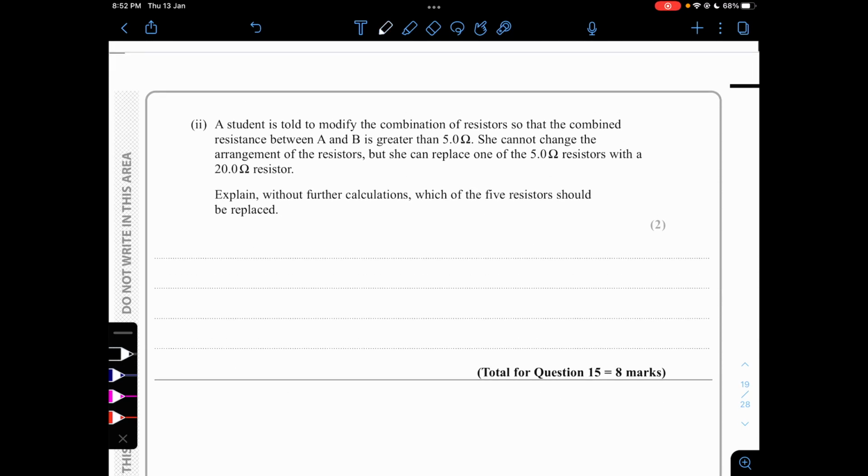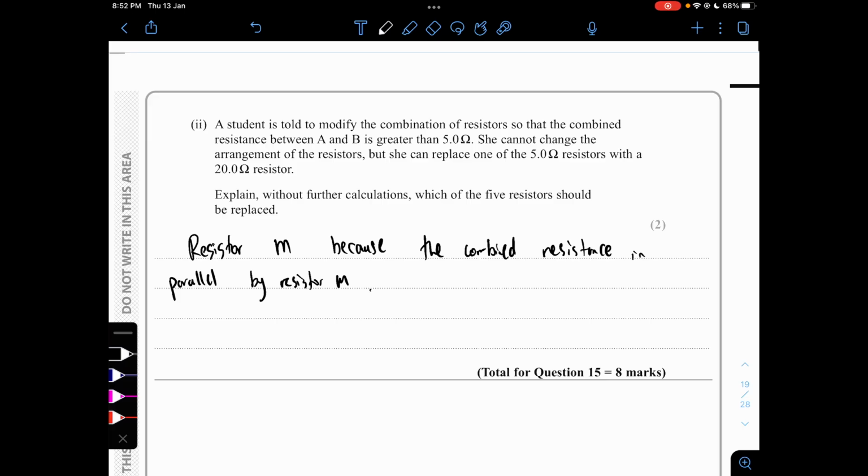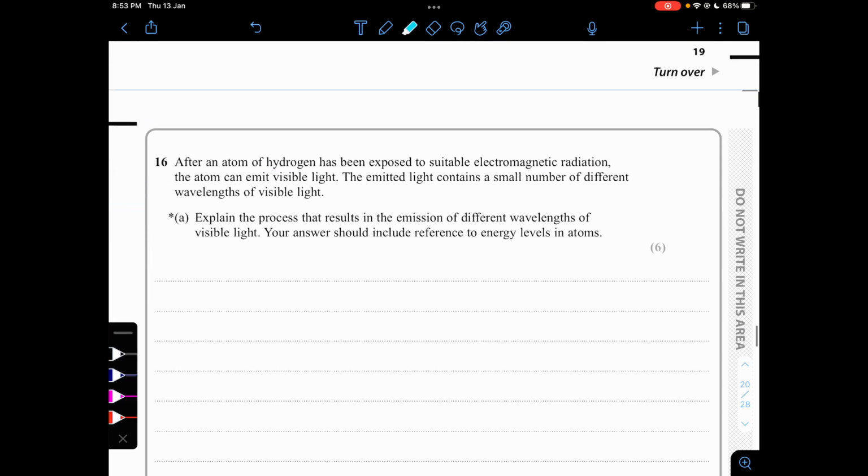So that means we can say resistor M, because the combined resistance in parallel is increased by resistor M more than the other resistors in parallel. 1 mark for saying resistor M, and 1 mark for saying it will increase it more than the other resistors in parallel. Alright, move on to question number 16.